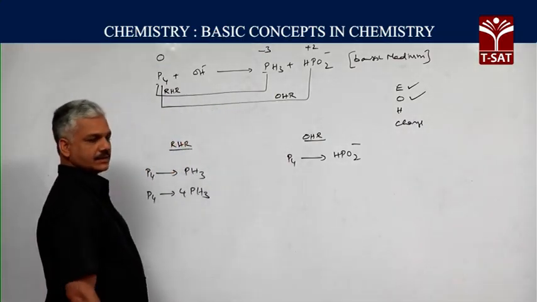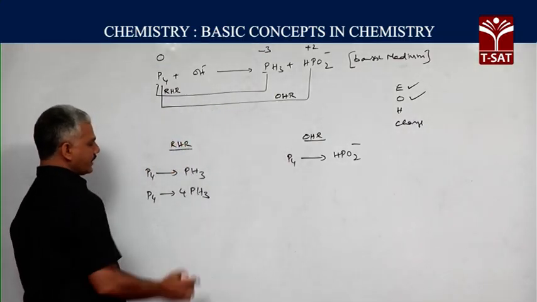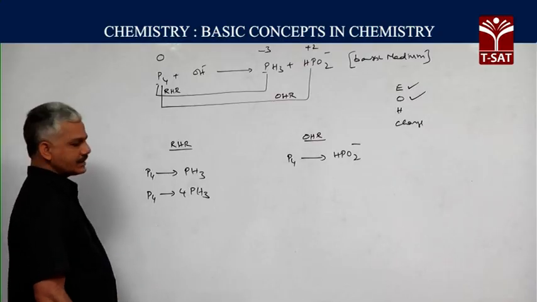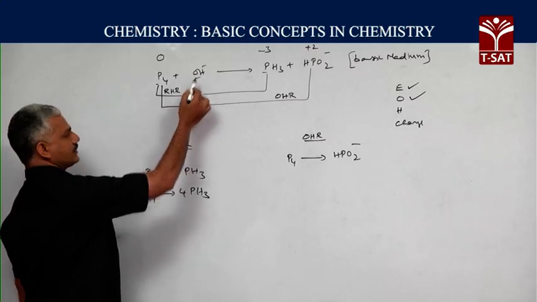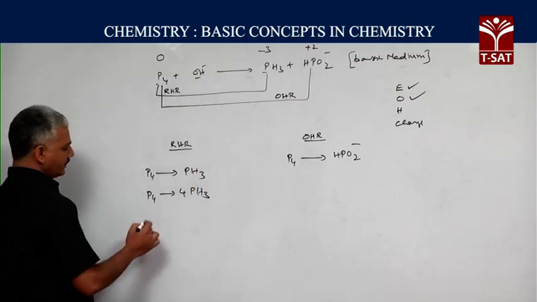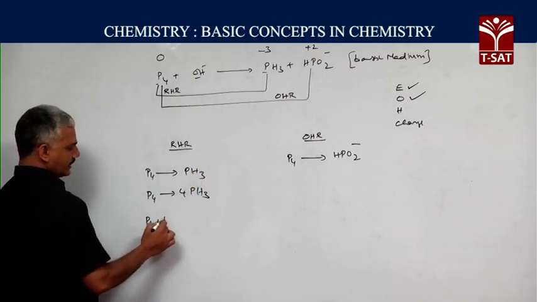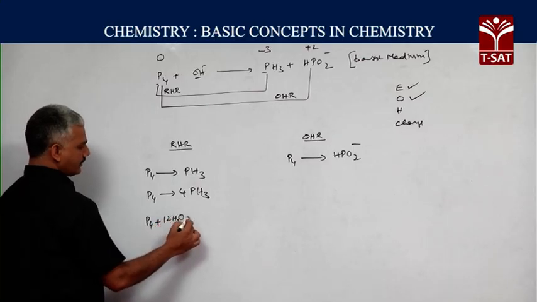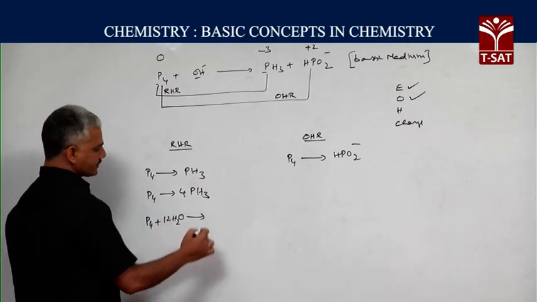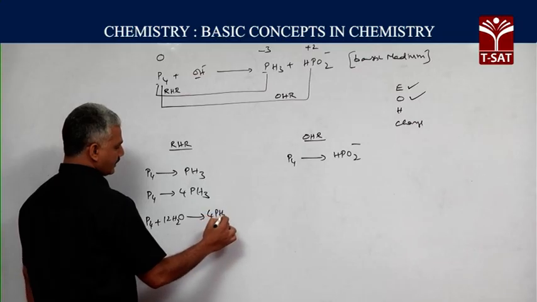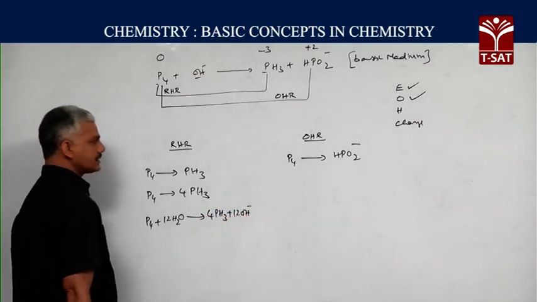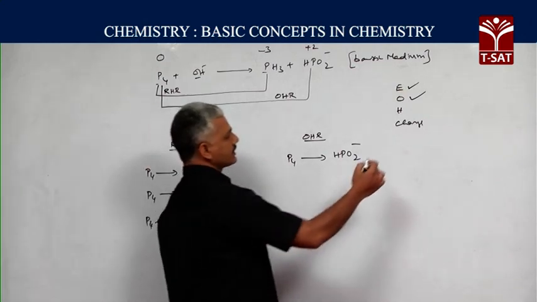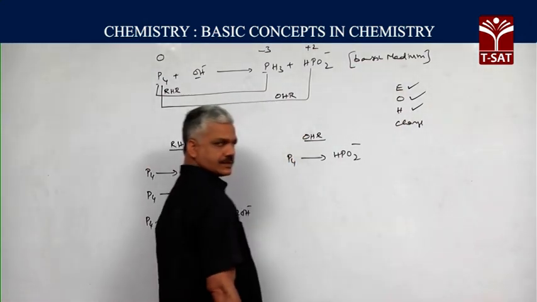Coming to balancing of hydrogen, on the product side 12 hydrogens are present, on reactant side no hydrogens, and the reaction is taking place in basic medium. Therefore, on the deficient side, first we will add required number of water molecules. On the opposite side, equal number of OH minus ions. With this, hydrogen is balanced.